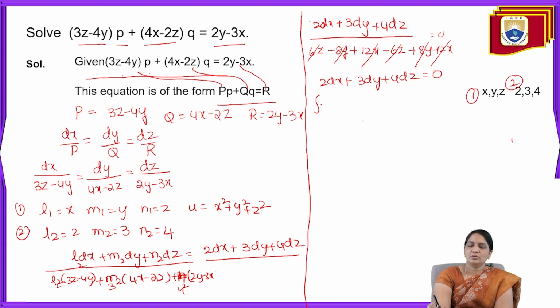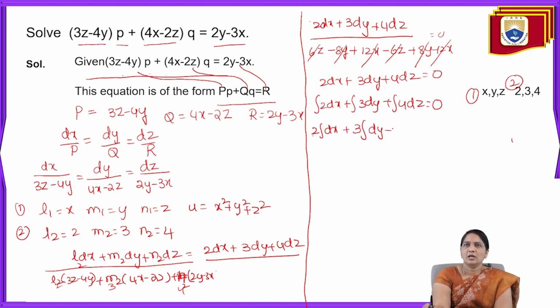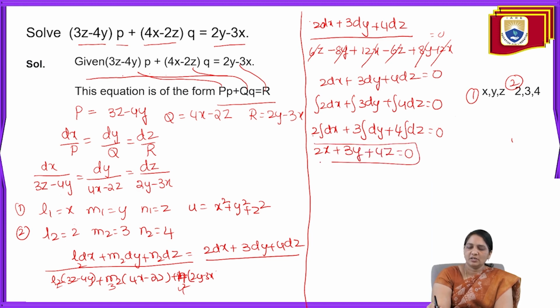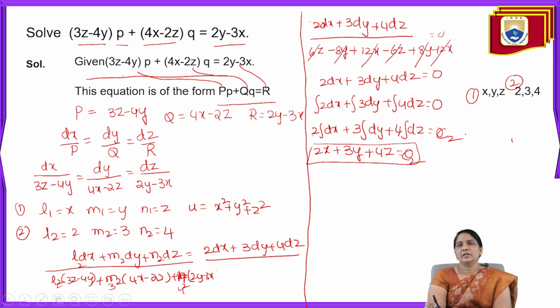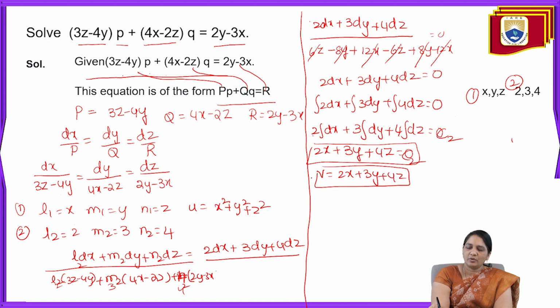Now I can integrate. So integral 2 dx plus integral 3 dy plus integral 4 dz equal to 0. Now 2 integral dx, 2 is the constant taking outside, 3 is the constant taking outside, plus 4 is the constant taking outside. So here 2 integral dx, 2x, 3 integral dy, 3y, 4 integral dz, 4z. After giving the integration here, we'll get the constant. So v is 2x plus 3y plus 4z. So I got the u and v.